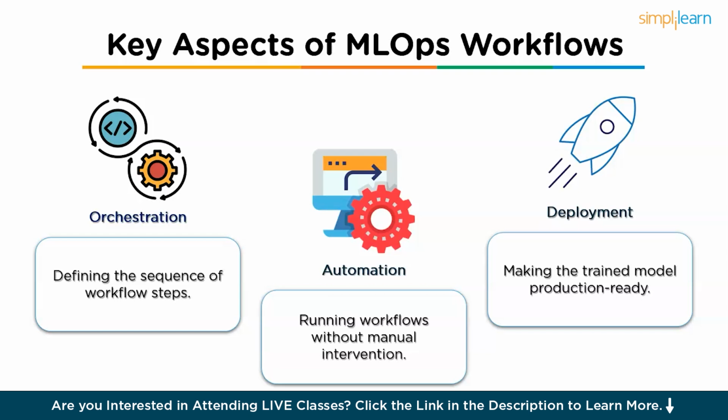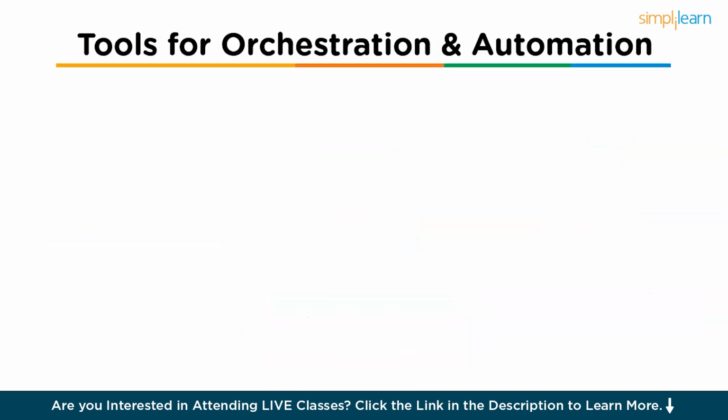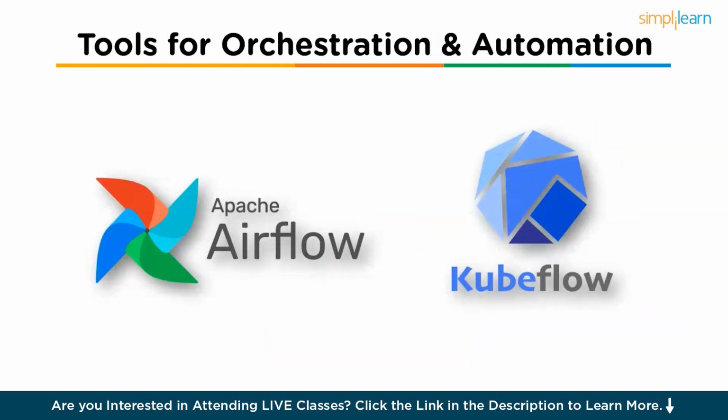So now let's see some of the tools for orchestration and automation. To handle this efficiently, we use MLOps frameworks like Apache Airflow, which is a powerful tool for managing workflows, often used in data engineering and machine learning. And then we have Kubeflow Pipelines, which is a framework especially designed for ML workflows on Kubernetes. So both tools help in structuring, automating, and monitoring ML workflows, ensuring that the entire process runs smoothly without manual intervention. So let's get back to our code.